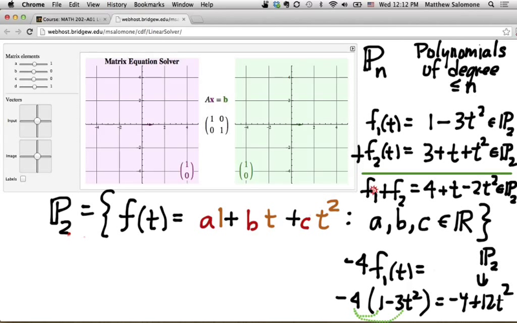Anytime I multiply a quadratic or lower polynomial by a constant, a scalar, I'm going to get another quadratic or lower polynomial. And it doesn't take too much to convince yourself that all the other fiddly properties of a vector space that justify what addition means and what scalar multiplication means and how they interact with one another, that those are all satisfied as well. So this P2 really is a vector space.